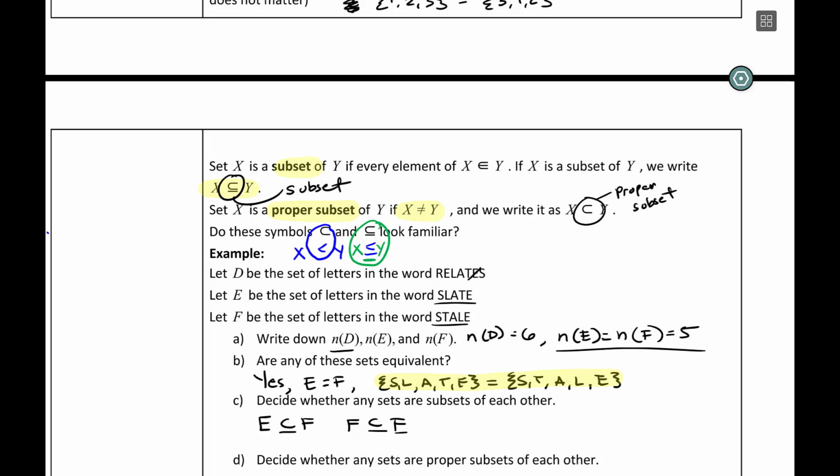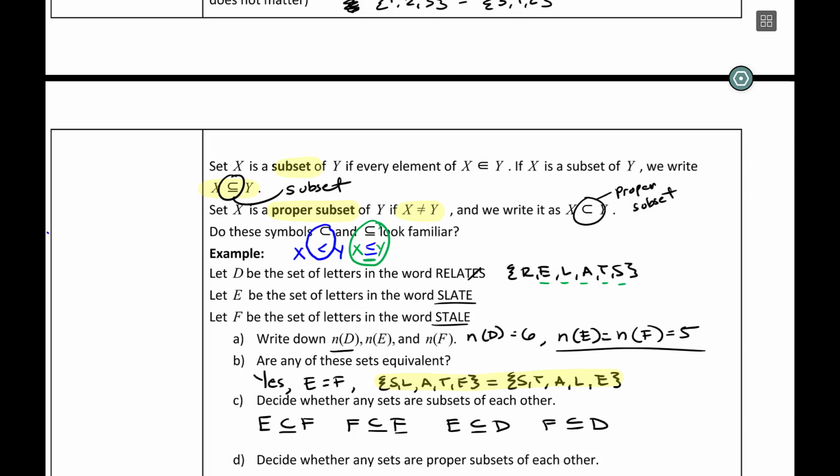We haven't really looked at that one yet. So D is going to be R, E, L, A, T, and S. And we should recognize that E, L, A, T, and S are all of the elements that are inside of E and F. So we could say that E is a subset of D, and F is a subset of D as well. Okay, so all of those are subsets.